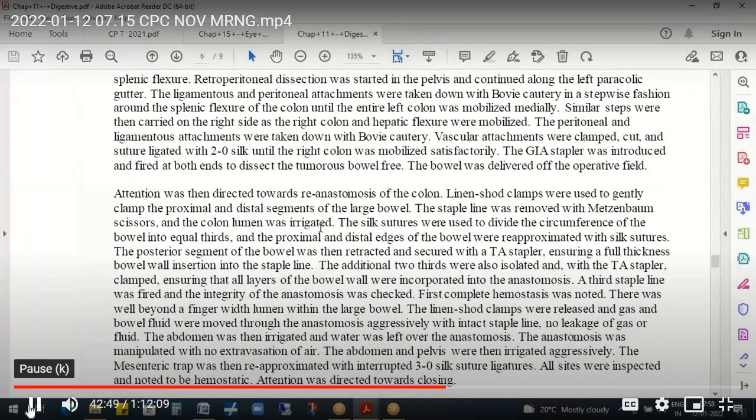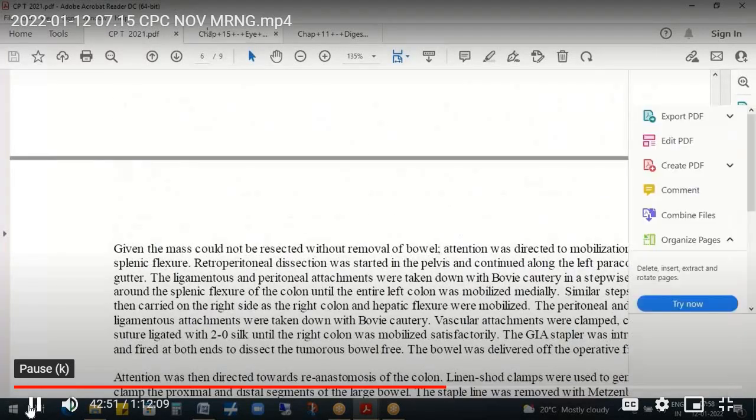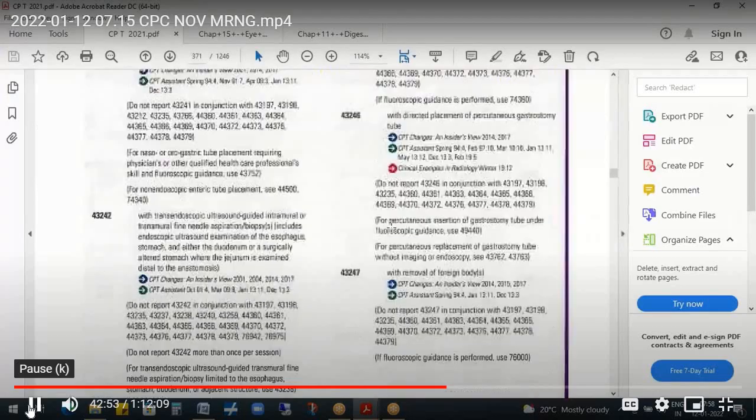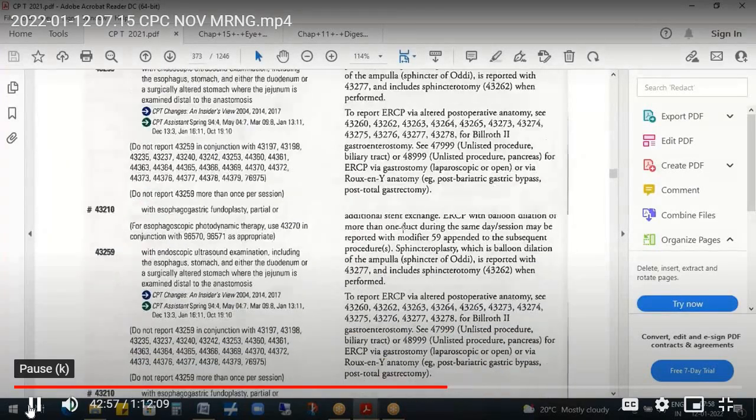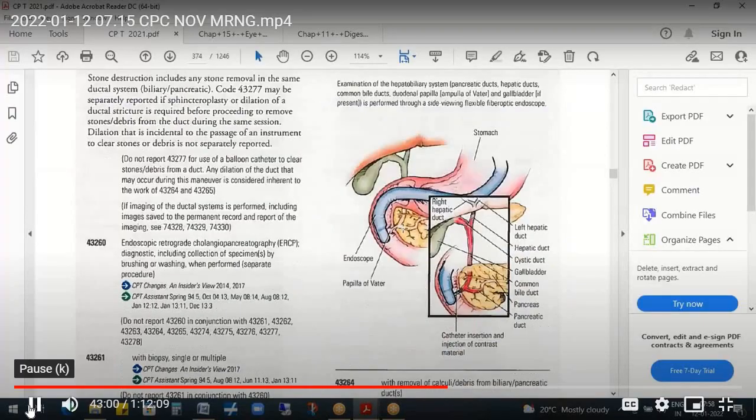Now try to see the code, and one more point you just mark there. In ERCP also, go with the codes. See the code 43260. Above there is a paragraph you can see. If imaging of the ductal system is performed, underline that paragraph. We need to report imaging guidance separately along with these codes.